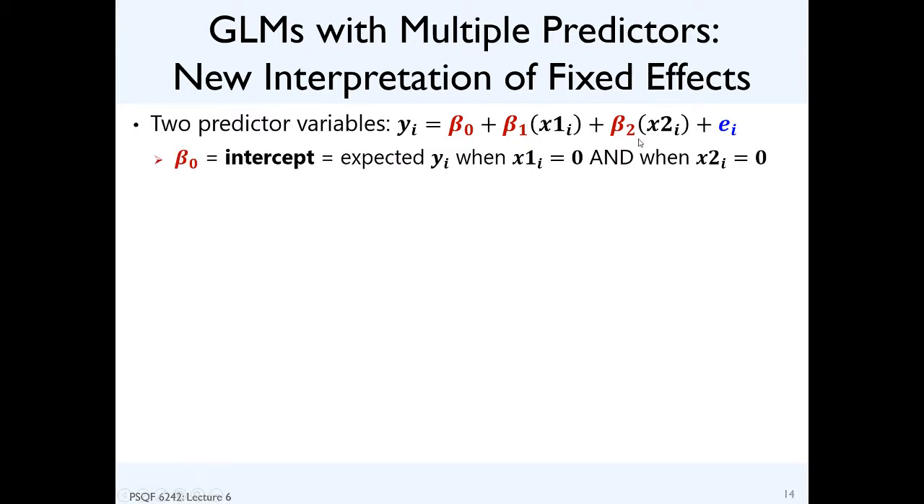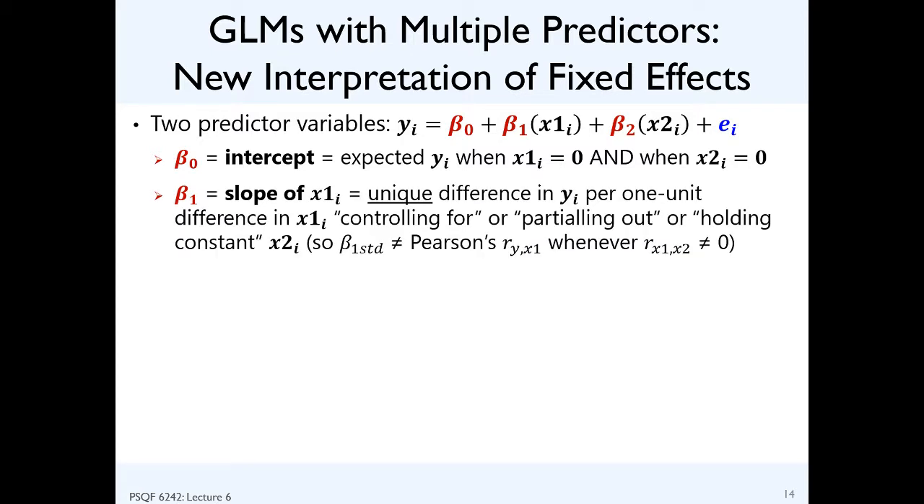So if we put them together and we want to interpret the fixed effects, start with the intercept. The intercept is always the expected outcome when x is 0, but now it's when all the x's are 0. So x needs to have a meaningful 0 for this reason. Slope of x1: it's the unique difference in y for a 1 unit difference in x.